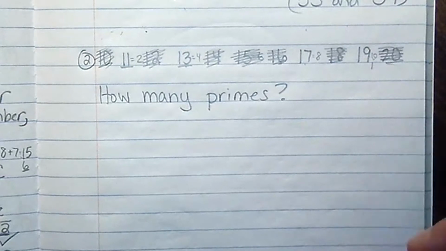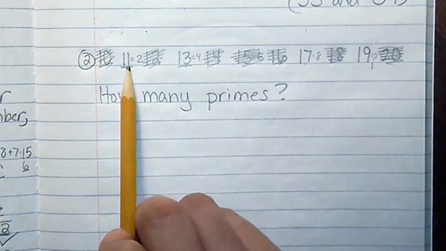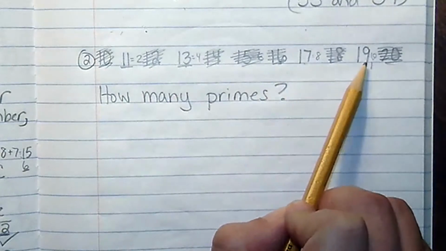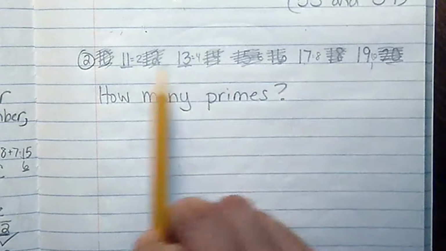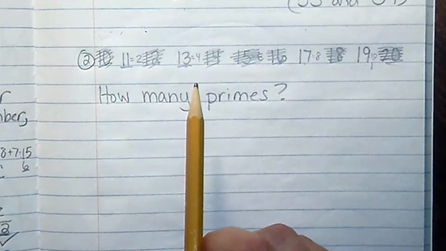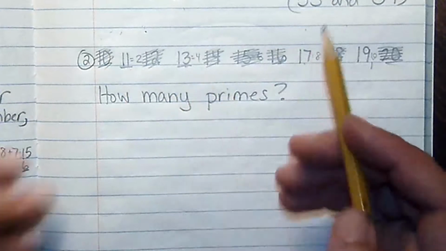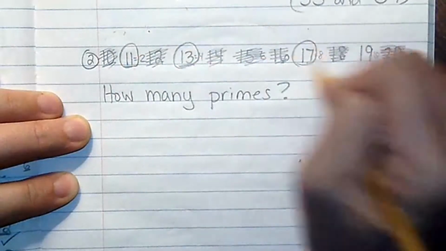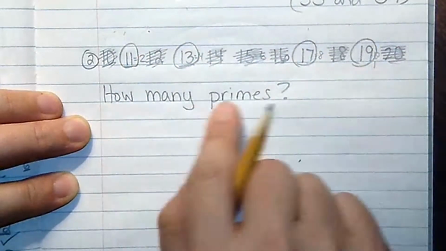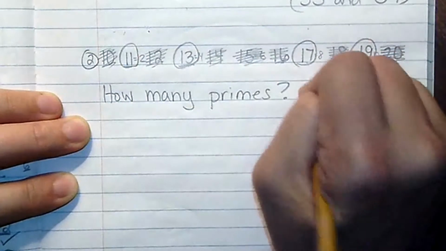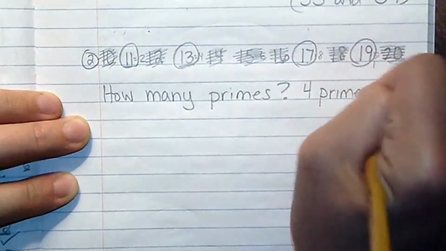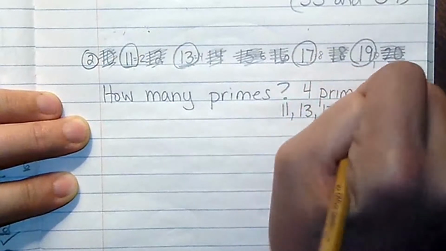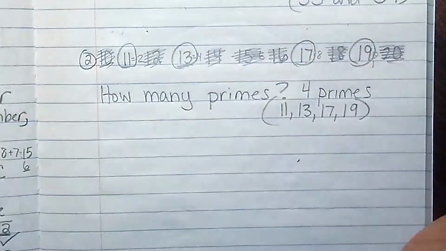Number 5 says, if the number ends in a 0 or a 5, do any of my numbers end in a 0 or a 5? No. Guess what? We found all of our primes. How many primes are there? 4 prime numbers. So we have 4 primes and our numbers are 11, 13, 17, and 19. And this is what we're practicing.